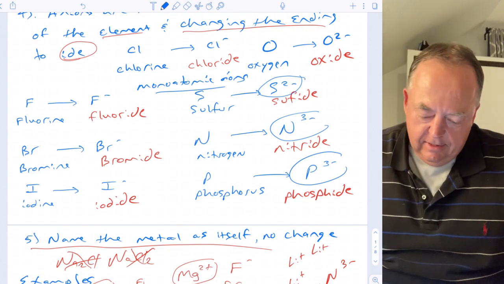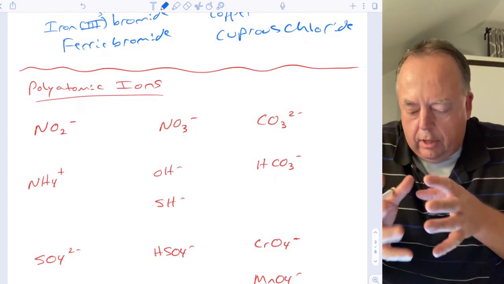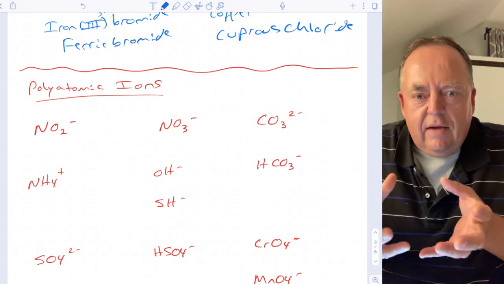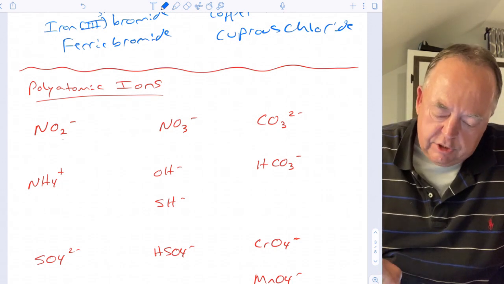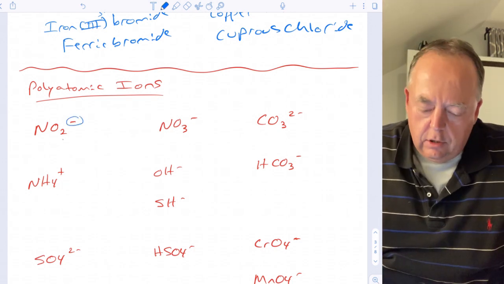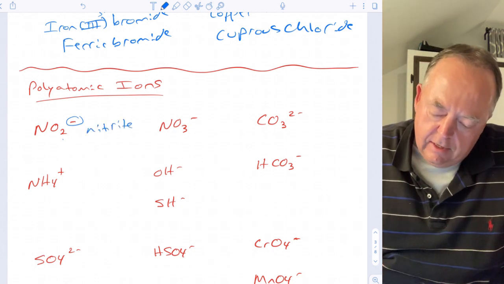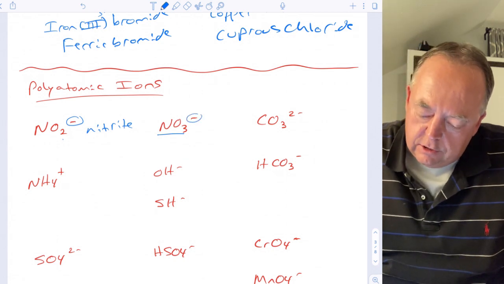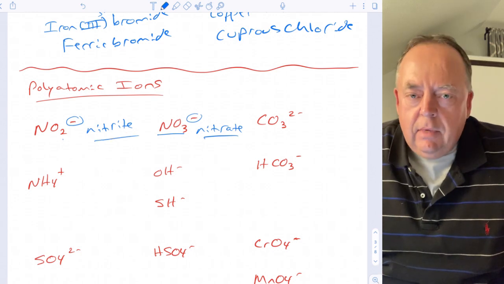Polyatomic ions. In this case, there are chemical compounds where two or more elements are bonded to each other, and overall they have a net charge. So for example, nitrogen with two oxygens bonded to it with a -1 charge is what's called nitrite. If it's a nitrogen with three oxygens bonded to it and it's got a -1 charge, this is what's called nitrate. And you just have to memorize these, right?